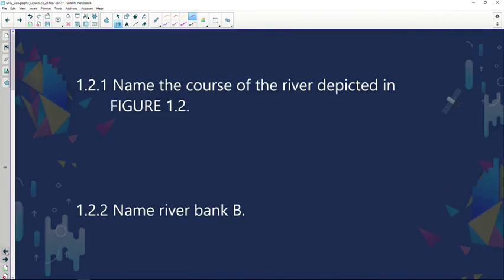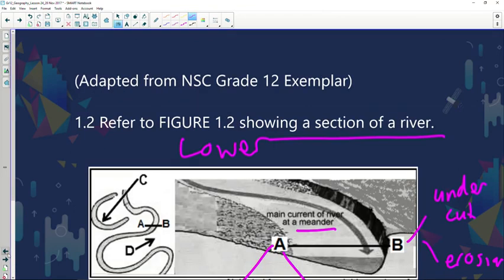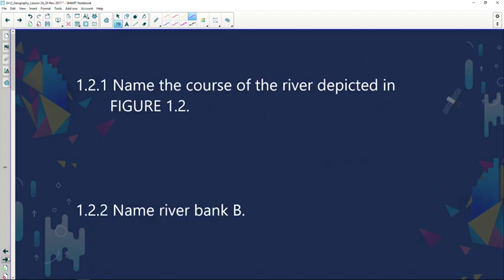Name the course of the river depicted in figure 1.2. First of all, immediately, as you can see, meandering is taking place. And the only time the river starts to meander is in the lower course. So the correct answer is the lower course. It can meander in the middle course as well, but the chances for meanders and oxbow lakes are more prone to happen in the lower course.